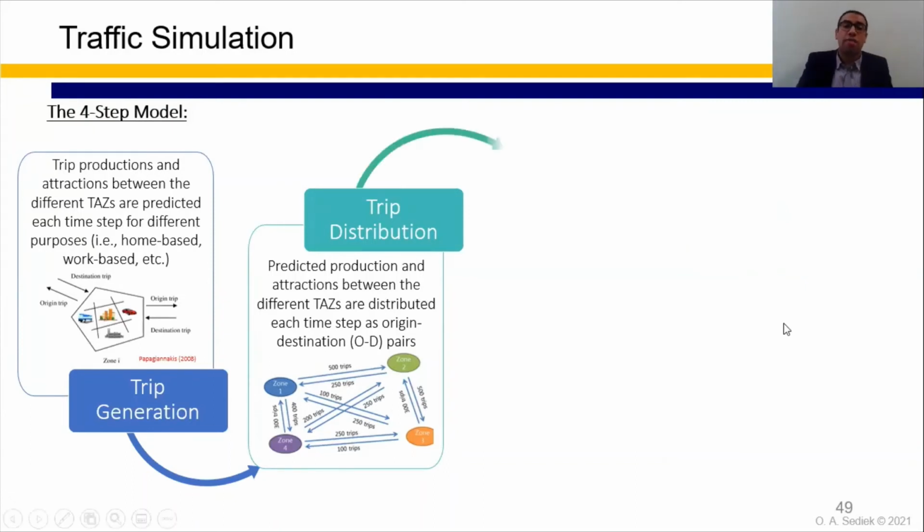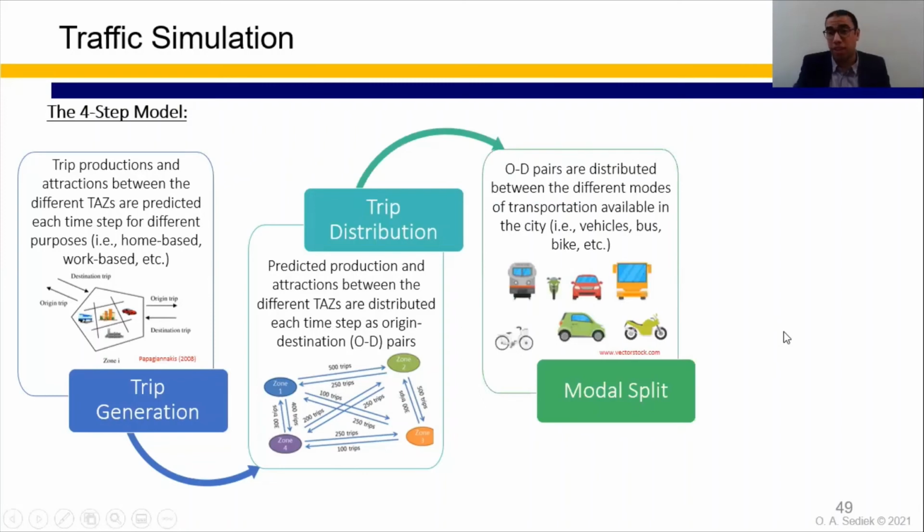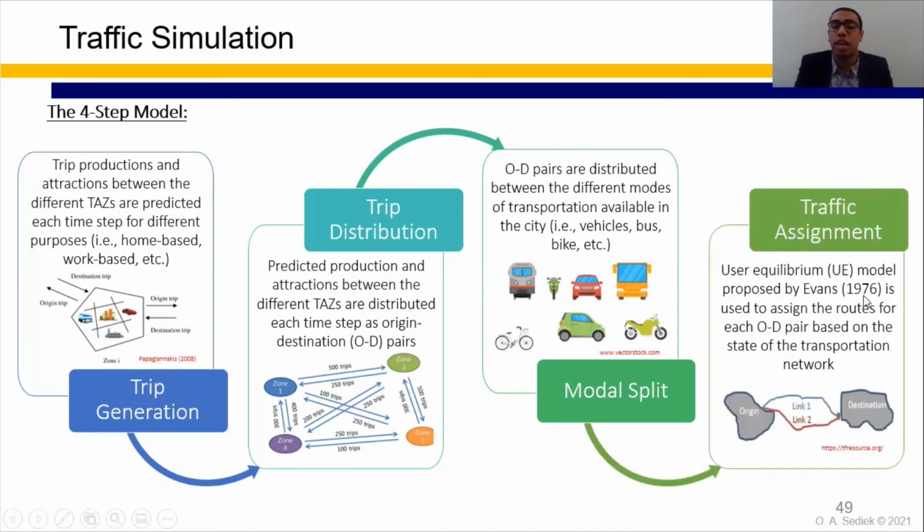and so on. Then the third step is the modal split, which splits the OD pairs between the different available modes of transportation in the community. The fourth step, which is the last step, is actually traffic assignment.